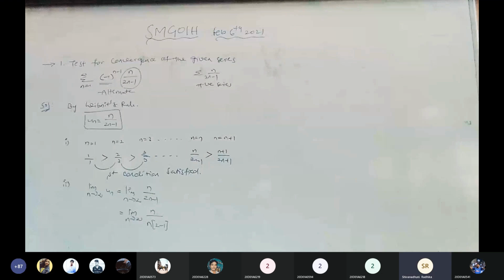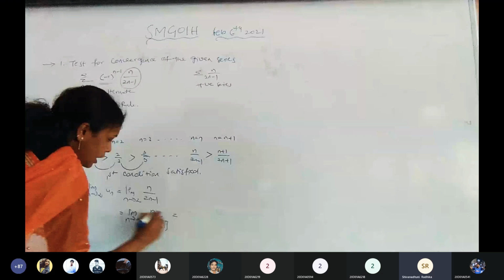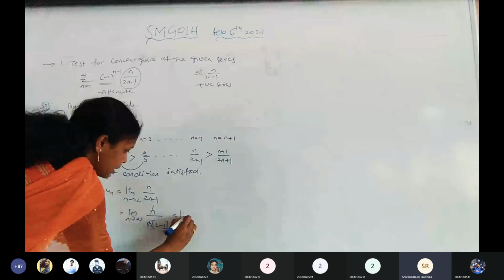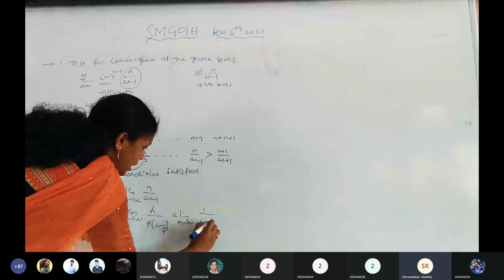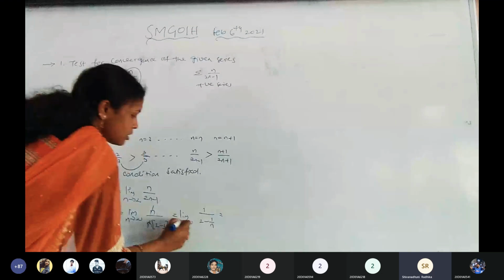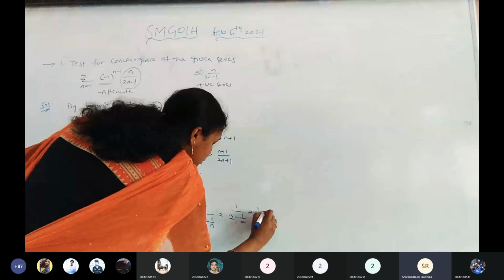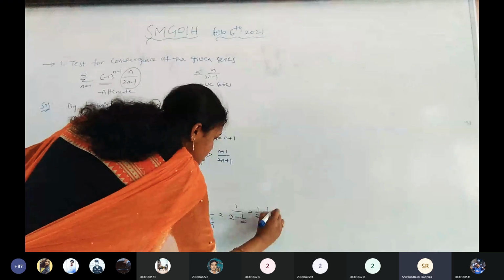Is it clear, all of you? Okay. So n gets cancelled. What do we get here? The remaining is 1 by n. Limit n tends to infinity of 1 by 2 minus 1 by n. Again, I am going to substitute the limit: 1 by 2 minus 1 by infinity. So this is 1 by 2, which is not equal to 0.